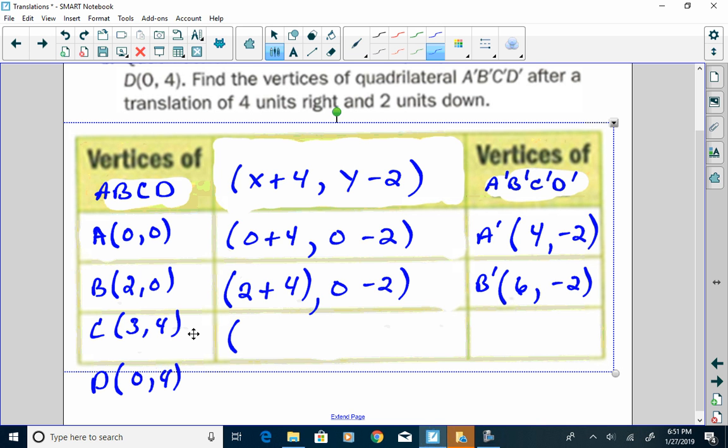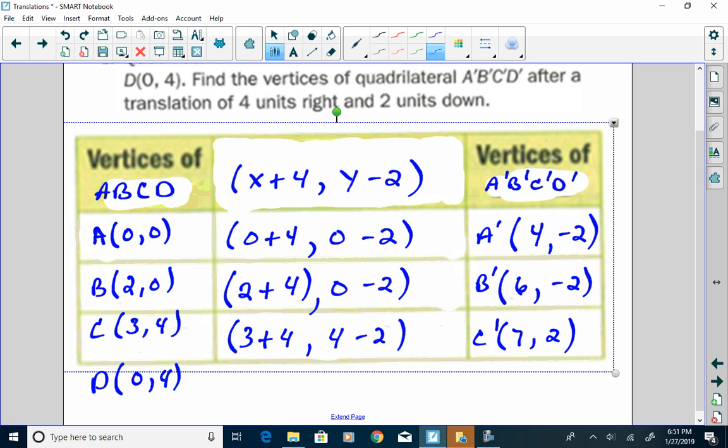To find C prime, we have to start with our x value of 3, and then we have to add 4 to that. And then we start with our y value of 4, and we have to take away 2 from that. So to find C prime, 3 plus 4 is 7, and 4 take away 2 is 2. So C prime should be located at 7, 2.